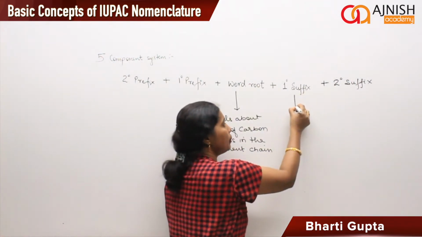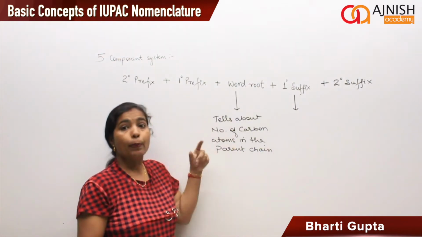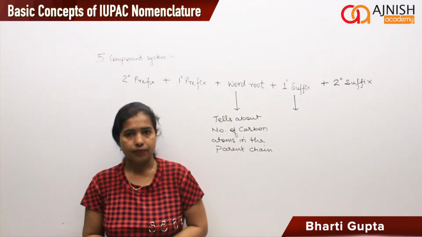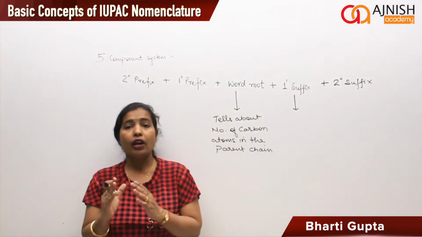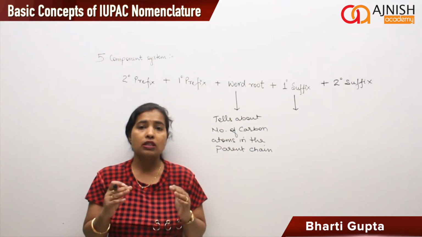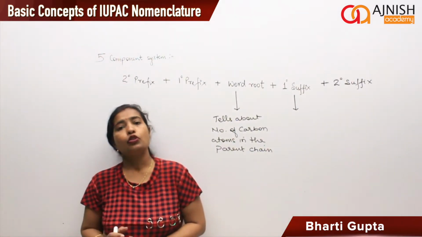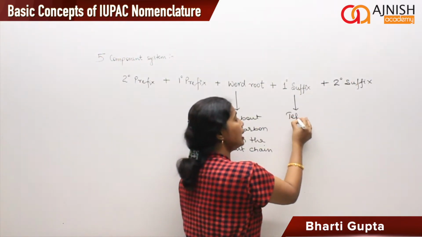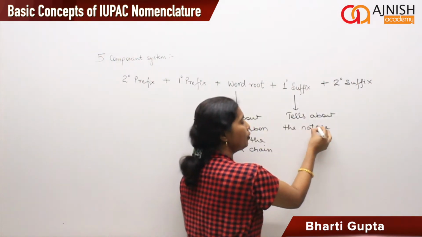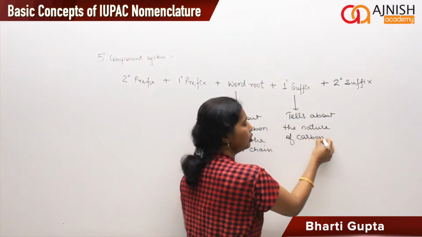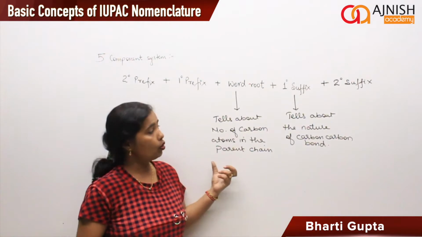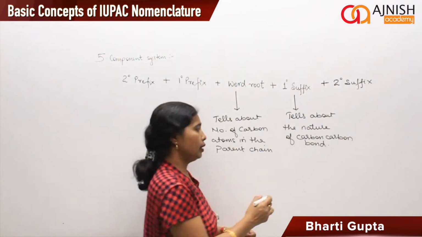Then what is the primary suffix? The word root is followed by the primary suffix. After selecting the parent chain, we have to see whether the carbon atoms in the parent chain are all single bonded or some double or triple bond is present in the chain. So it tells about the nature of the carbon-carbon bond.